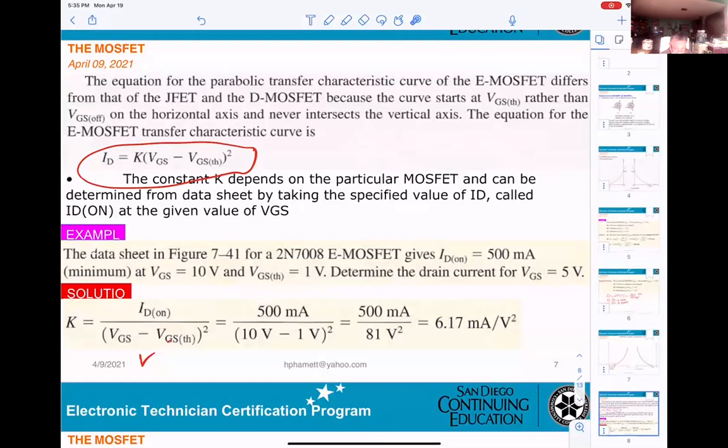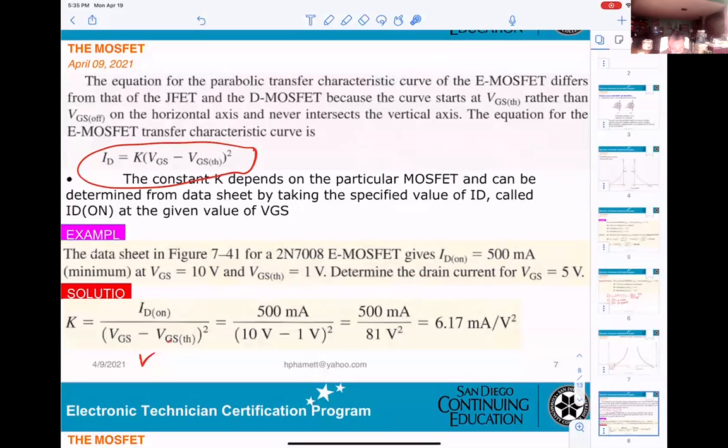The data sheet in this figure, we don't care about that. They give a MOSFET with ID(on) of 500 milliamp minimum at VGS equal 10 volt and VGS(th) equal 1 volt. They want to know the drain current for VGS equal 5 volt.